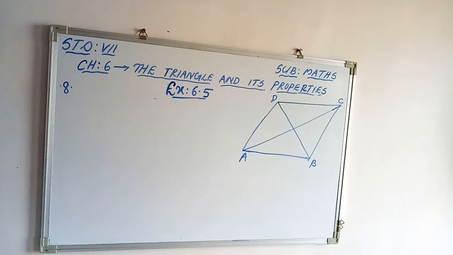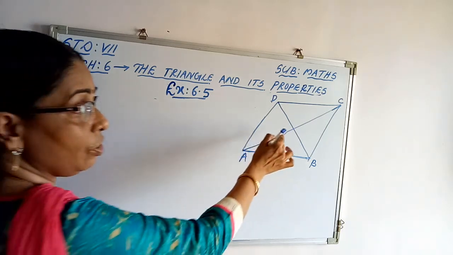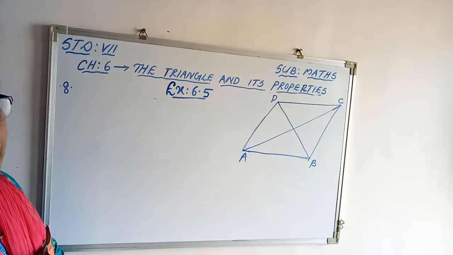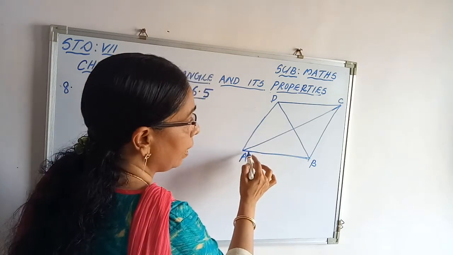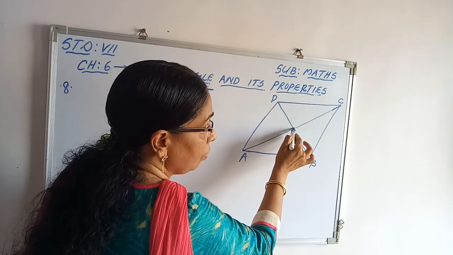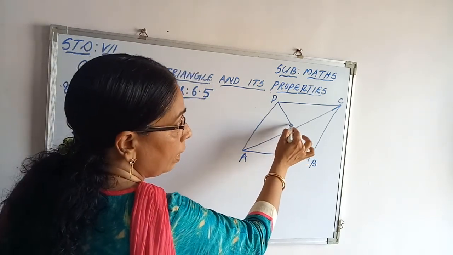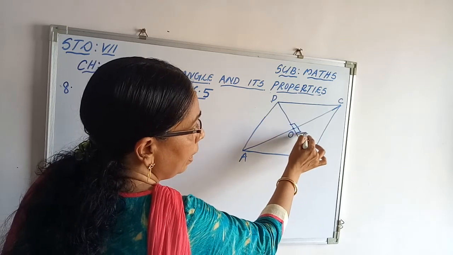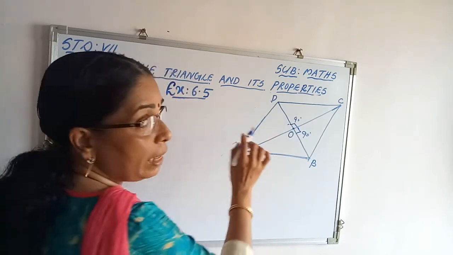Another property of the rhombus: the diagonals of a rhombus bisect each other at right angles. That means, suppose the diagonals are here AC and BD. So they bisect each other at right angles. That means here at this point, the angle made will be 90 degree.